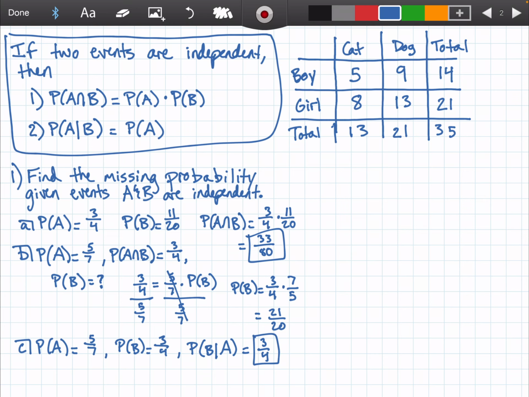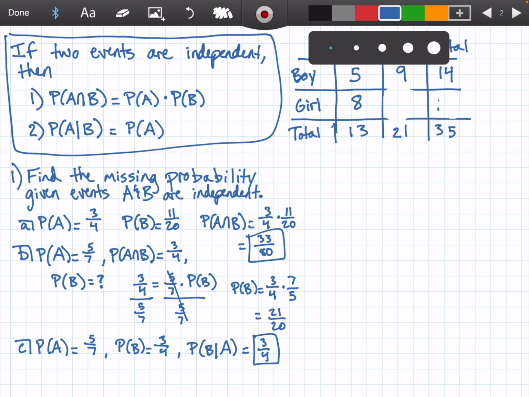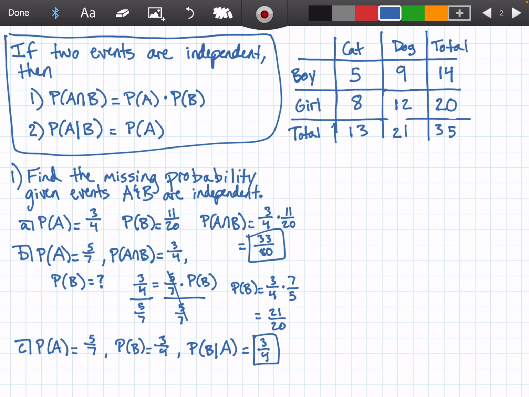I'm going to change that so the numbers aren't so similar. Let's make that 12 and 20. I was wrong in my math anyway. It's fine. 9 plus 12 is 21. So really I just made my math work out better. It's fine. Anyway, moving on.